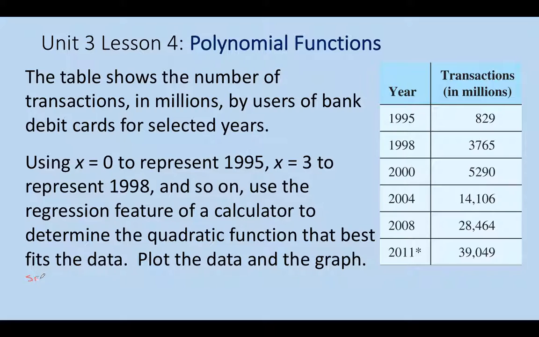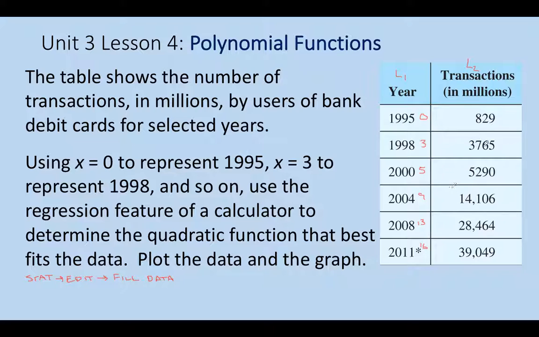You go to Stat, which is kind of top middle, and then go to Edit. At this point, you'll have some columns, and you just fill in your data. I usually make this L1 and this L2. Make sure that you're using 0 for 1995, so that would make this 3, this 5, this 9, then add 4 to that, that would be 13, and so this would be 16.